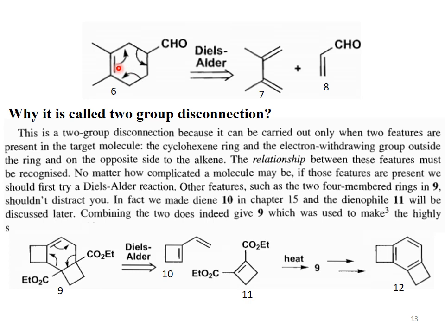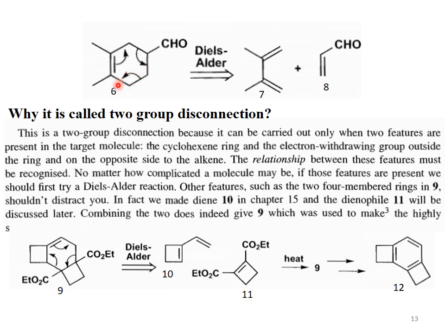Why is it called this? In the start, the title was two group disconnection, Diels-Alder reaction. So here we will discuss why it is called two group disconnection. This is two group disconnection because it can be carried out only when two features are present in the target molecule. Two groups: one group is the diene and the other group is the dienophile. Two carbon-carbon bonds are formed during this reaction.